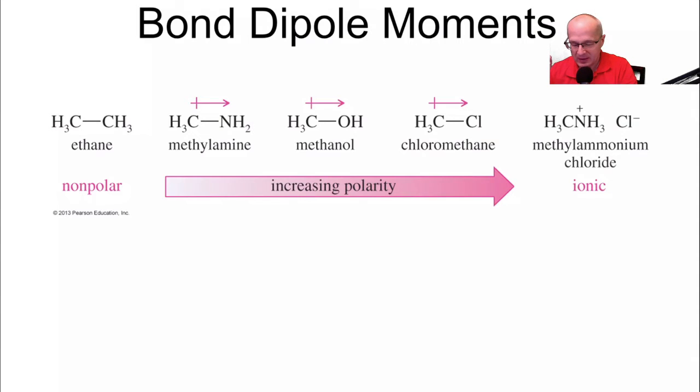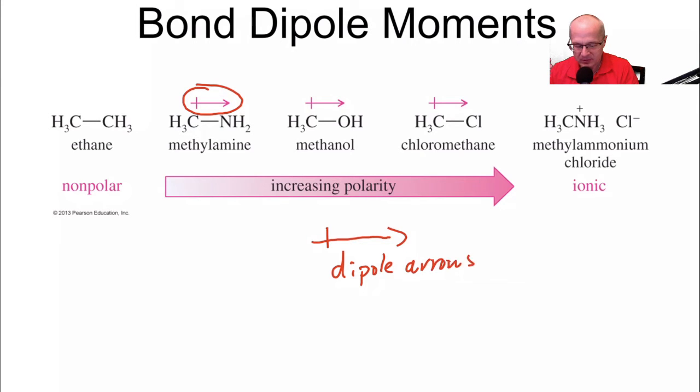Anyway, methylamine has a dipole moment. How do I know? Well, first of all, there's an arrow over it. If you're talking about dipole moments, a lot of times you're going to see arrows like that. These are called dipole arrows, where this part is towards the delta positive, and this part is towards the delta negative.